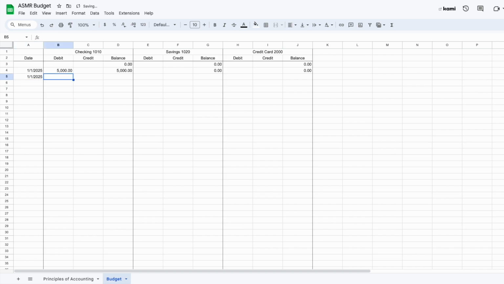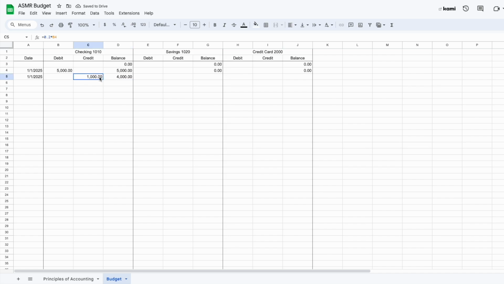Let's say you try to save 20% from each paycheck. So take 20% multiplied by this amount, $1,000. Now we'll click and drag our formula.